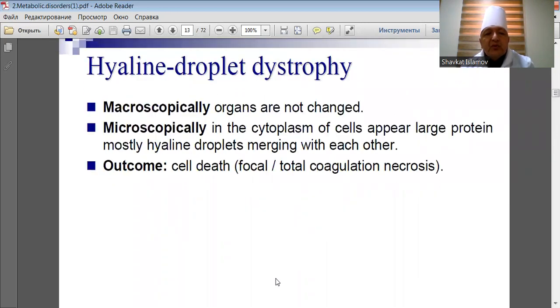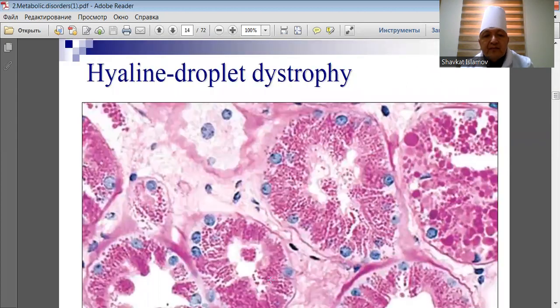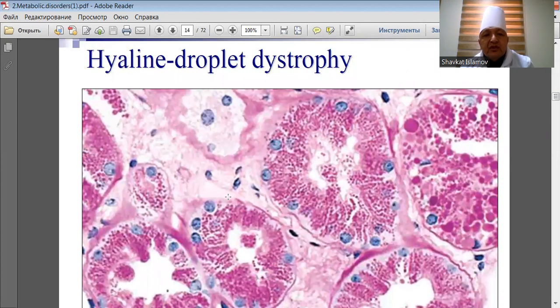Hyaline droplet dystrophy: macroscopically, organs are not changed. Microscopically, large hyaline droplets appear in the cytoplasm of cells. Outcome: focal or total coagulation necrosis. In the picture, hyaline droplet dystrophy.